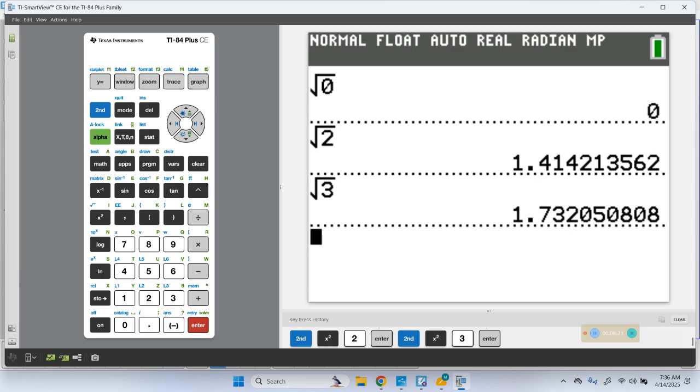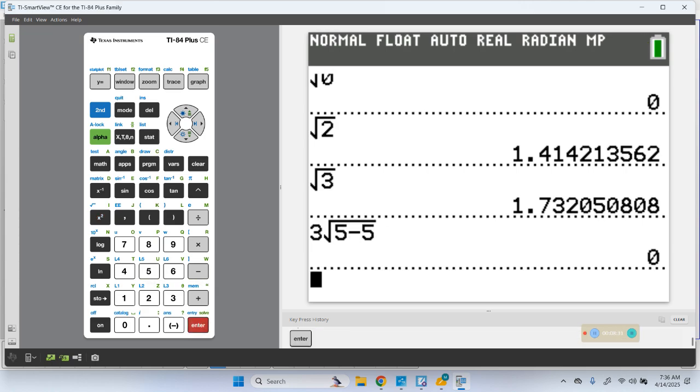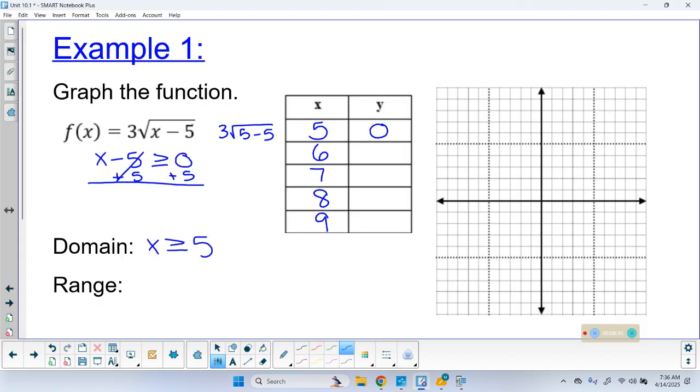So if you guys wanted to, plug it directly as it sees. So you would have 3 first, and then you would do the square root of 5 minus 5. And it would give you guys that answer immediately. So I do recommend doing that. And we end up getting 0.